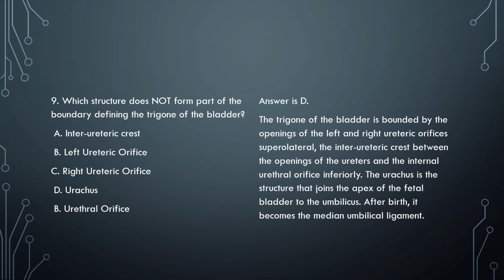The trigone of the bladder is bounded by the openings of the left and right ureteric orifices superolaterally, the interureteric crest between the openings of the ureters, and the internal urethral orifice inferiorly. The urachus is a structure that joins the apex of the fetal bladder to the umbilicus. After birth, it becomes the median umbilical ligament.